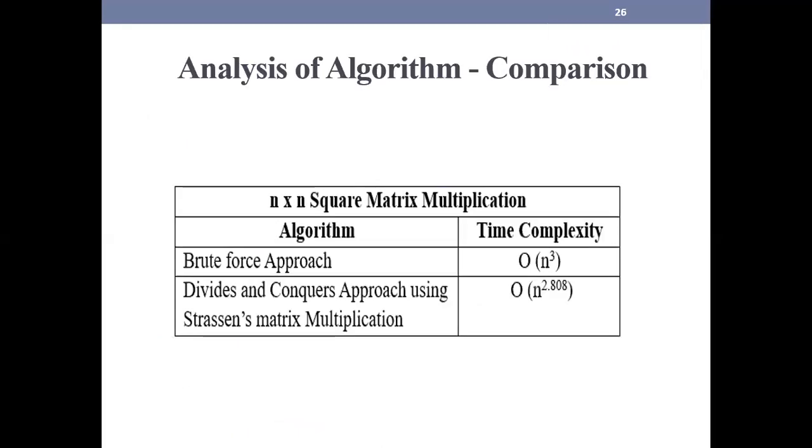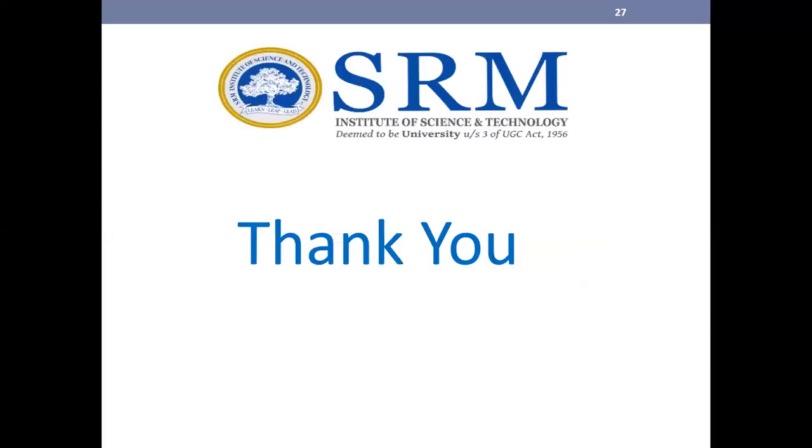So how can we compare these algorithms? For n cross n square matrix multiplication, the brute force approach time complexity is order of n power 3. The divide and conquer approach using Strassen's multiplication algorithm is order of n power 2.808. So 2.808 is less than n cube, so the divide and conquer approach is better than the brute force approach for n cross n matrix multiplication. Thank you.